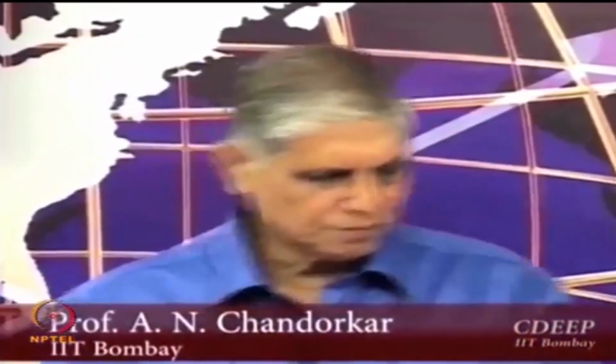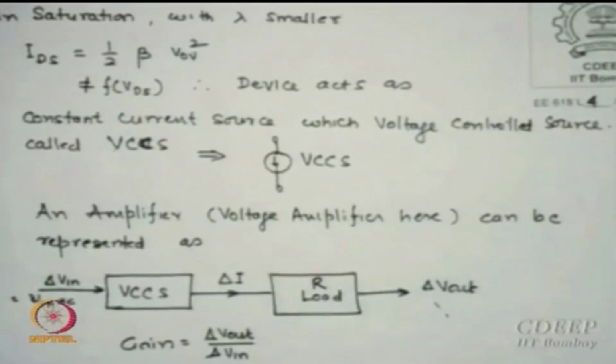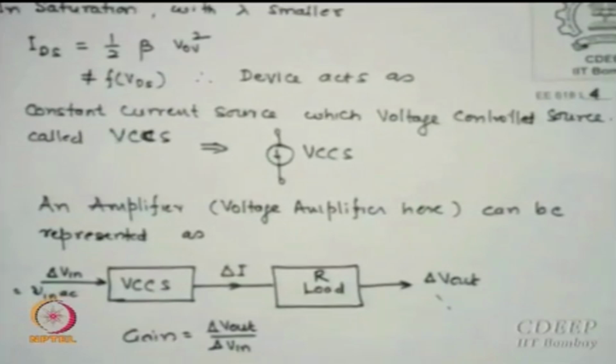We were looking for MOS amplifiers and we still have to model the MOS transistor. Last time I drew some figures, one of them showed that in saturation the IDS, which is the drain to source current, is equal to half beta VOV squared, which shows as if it is not a function of VDS, and we later showed that it is a function of VDS through a lambda term.